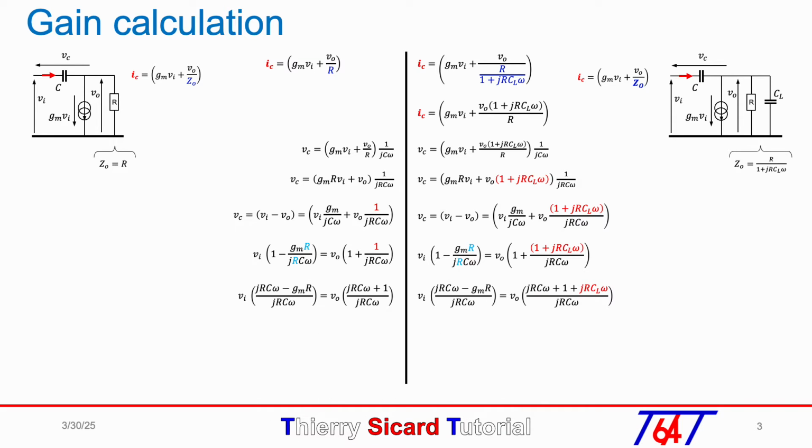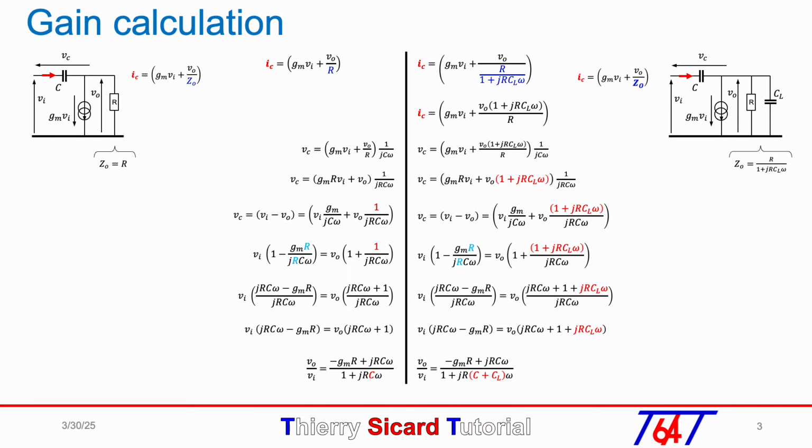We then get the two equations with the difference highlighted in red, with one on the left and 1 plus jRCL omega on the right. Both equations have the same zero but two different poles, highlighted in red, set by capacitor C and C plus CL. Finally, we can factor in the DC gain GMR to obtain the final gain equation in the yellow boxes.